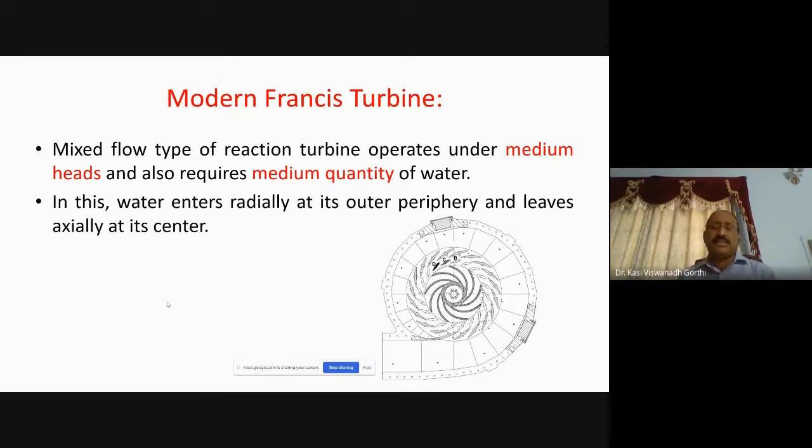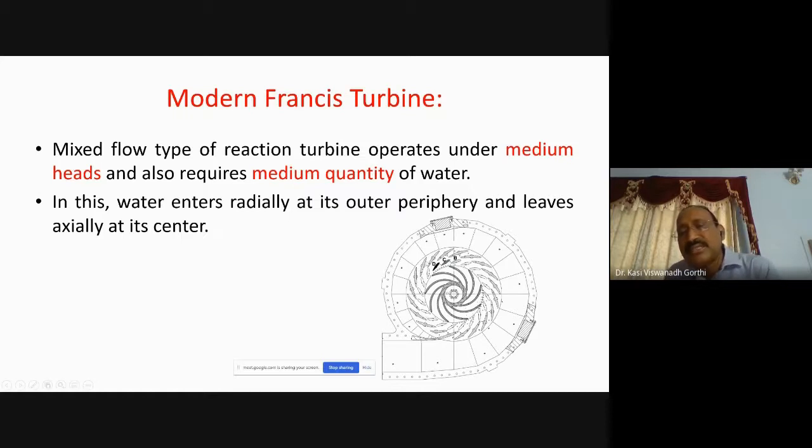That means medium discharge. We know the power developed is directly proportional to head and discharge. So if head is more, naturally even under low discharge condition, we will be able to develop a certain amount of power. On the other hand, when the head availability is reduced, naturally the discharge requirement becomes more to develop the same amount of power. So in this, water enters radially at the outer periphery, and leaves axially at the center.